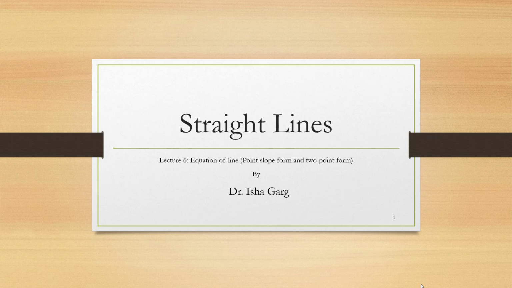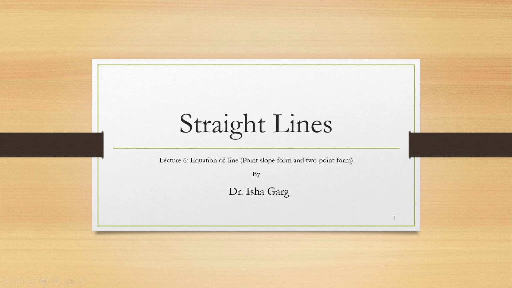So we are going to do straight lines, and in this particular lecture we are going to find the equation of a line if we are given any point on the line and slope, or we are given 2 points on the line. Let's start with the lecture.